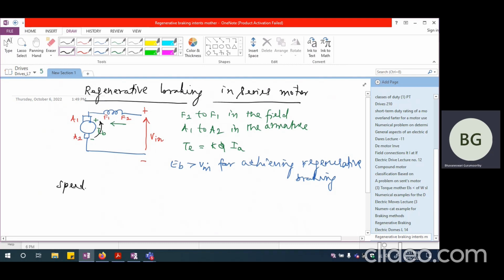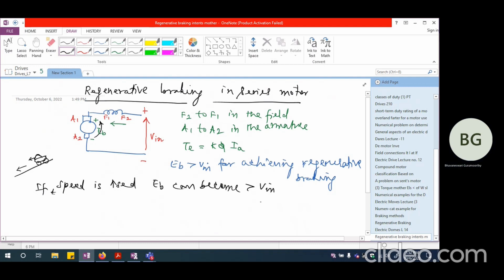Maybe this machine is fitted in an electric vehicle, which is moving down the gradient. So this is the road and it is moving down the gradient. And here is the car that is having the series motor. Okay, so it is moving in this particular direction. So in which case, if speed is increased, then we are going to have EB can become greater than V in.